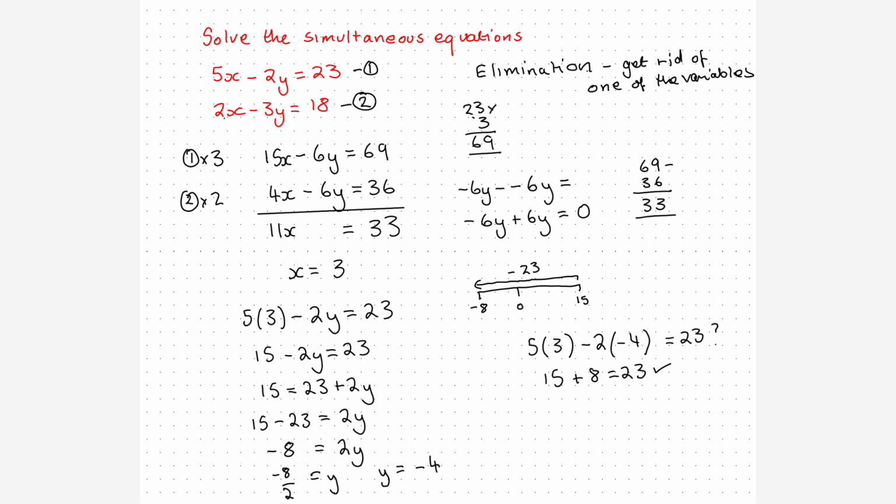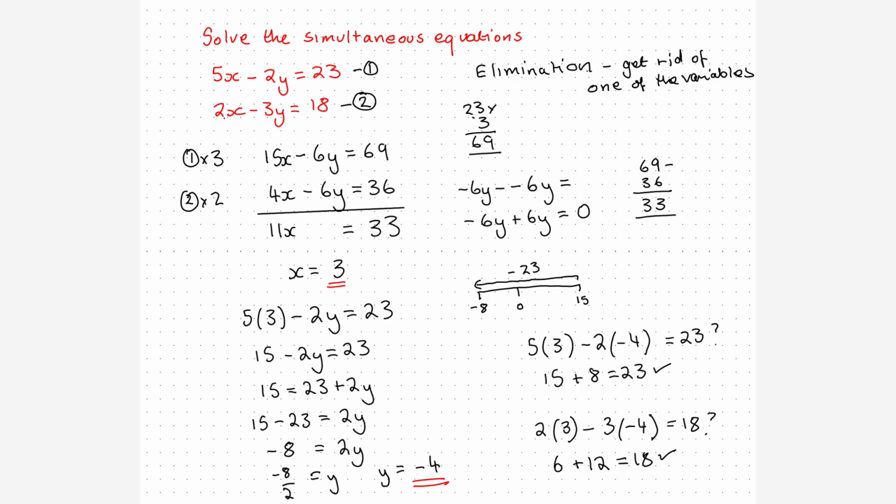But I need to do the second check, because remember, the point of these equations is that I have two values, x and y, that satisfy both equations. So then I would do 2 times 3 again, minus 3 times minus 4, and hopefully that should equal 18. Let's see, 6, and then we have minus 3 times minus 4, which is plus 12, and that does equal 18. And so my correct answers are x equals 3 and y equals minus 4.